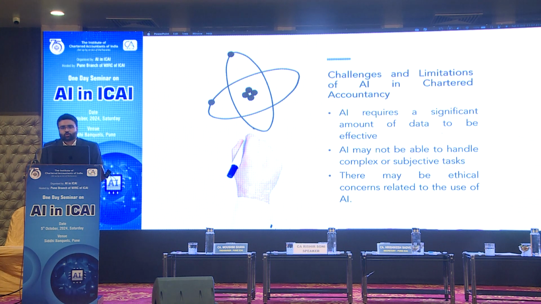And AI may not be able to handle complex and subjective tasks. This is basically related to human emotions. I'm going to take a use case example for this point as well. And there may be ethical concerns related to AI. One of the major concerns here is confidentiality and security as per the code of ethics of the institute as well. So we need to use those AI tools as suggested by the institute to perform our work so that security and confidentiality can be maintained.